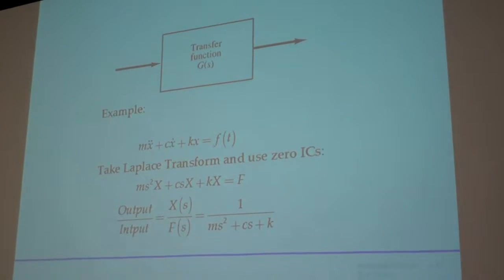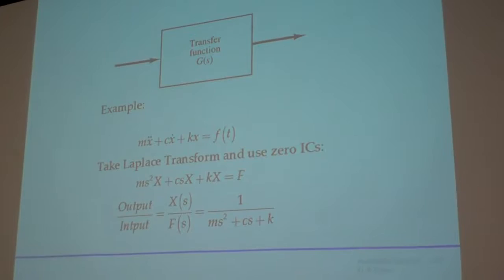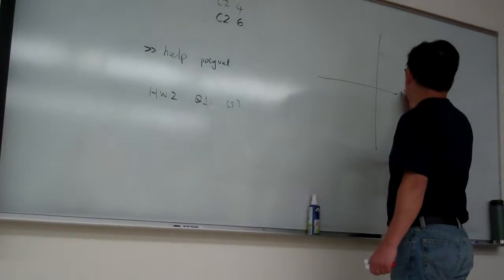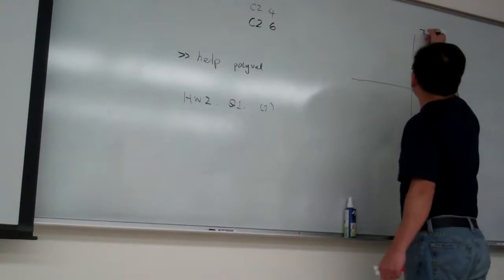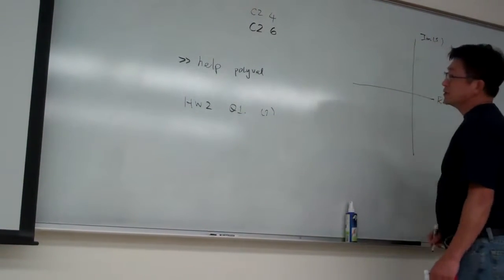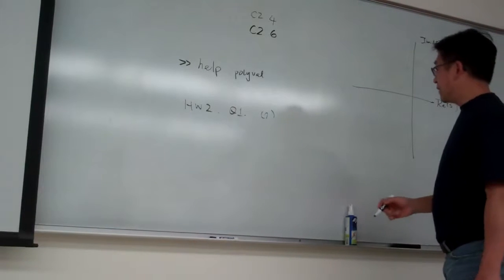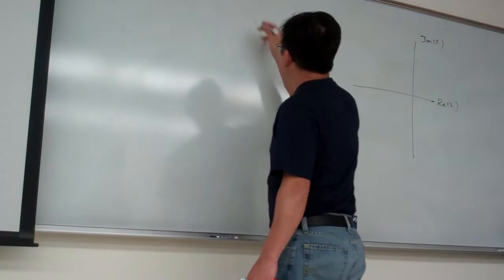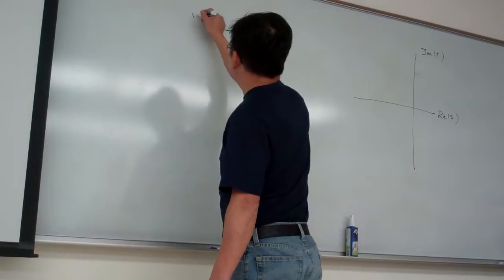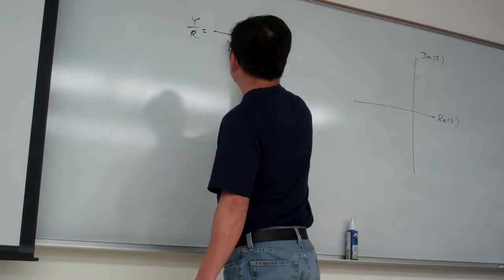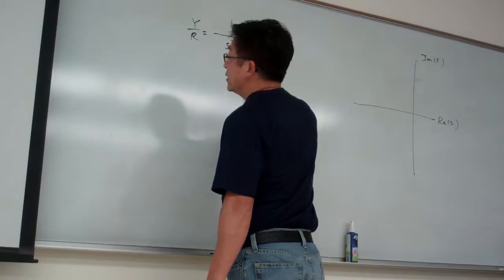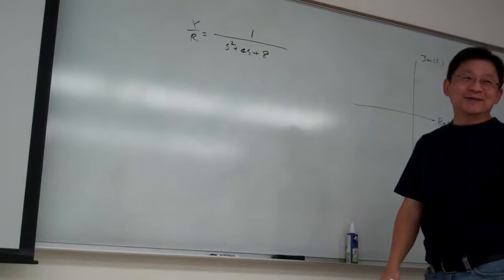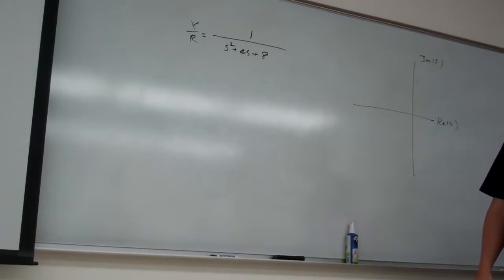Okay, and then I ask you to plot the poles here. So this is the real axis and imaginary axis. Let me make one example. Say the transfer function Y over R equals 1 over s squared plus 4s plus 8. I think that is exactly our homework question. The homework problem, I just made it.